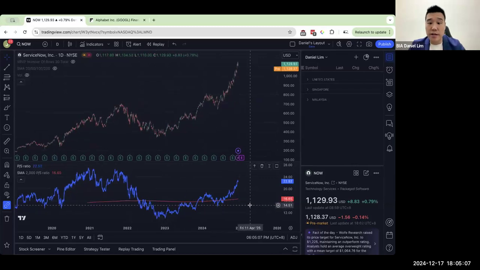Judging by this, we all know already it's slightly overvalued. Because on average, people are willing to pay around 16 times here, but right now the market values it at 22 times already. So it's very expensive right now. We know. But we want to know what is the intrinsic value. That's when we take the 16.65. Okay, 16.65 times what? Times the revenue per share.